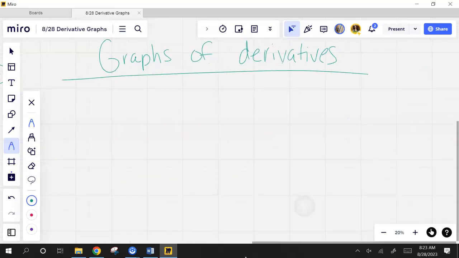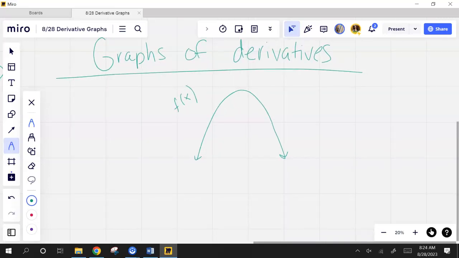Let me start with a graph. Let's just start with a basic one, and in fact, I'm not even going to put the y-axis. I'm just going to put the graph here. I want to turn it upside down. Sorry. Here's my graph of f of x. Now, based on this, what do you think the graph of the derivative of f would look like?